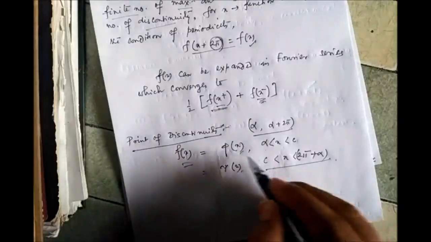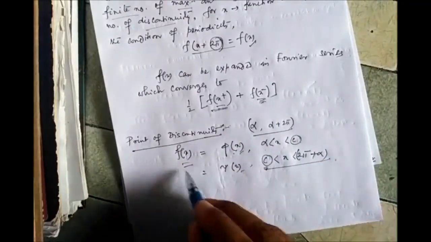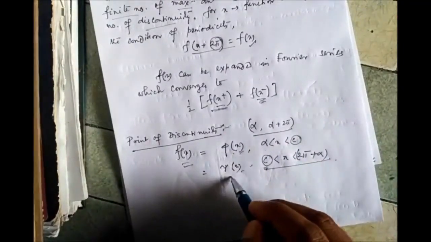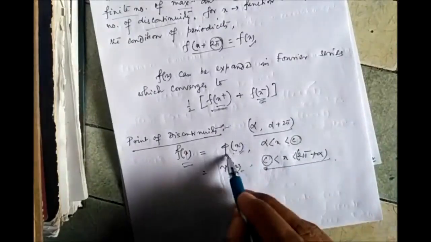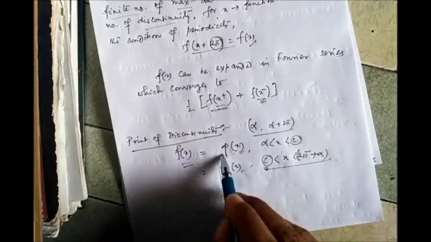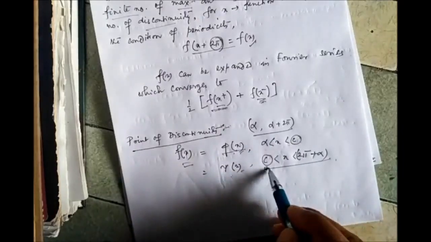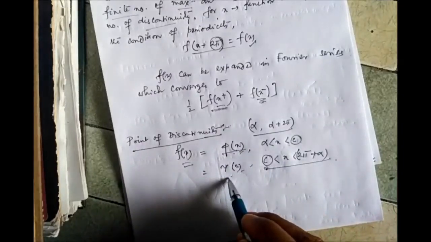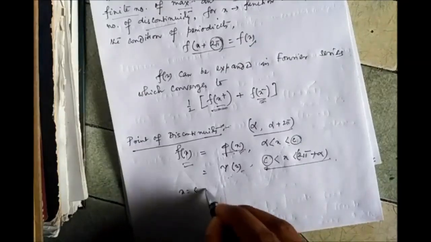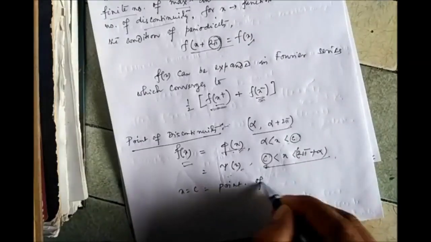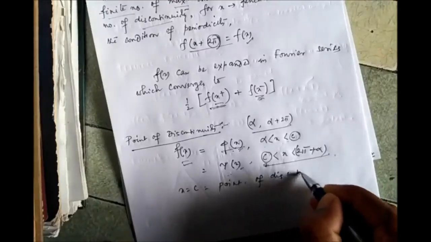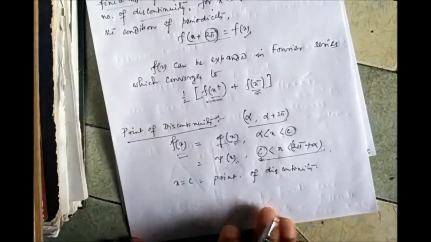As you see here, at the point x equal to c, the function f(x) has both phi(x) and psi(x). At the left hand side of x equal to c, the function has the form phi(x), and at the right hand side of x equal to c, the function has the form psi(x). So x equal to c is the point of discontinuity of this bounded function between these two limits.